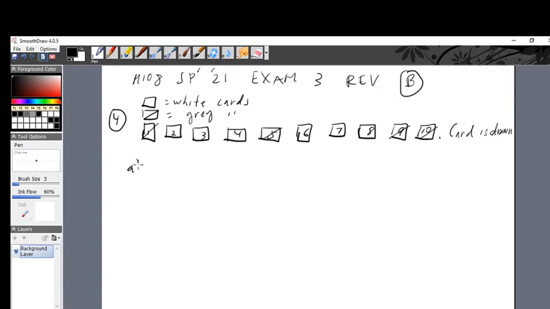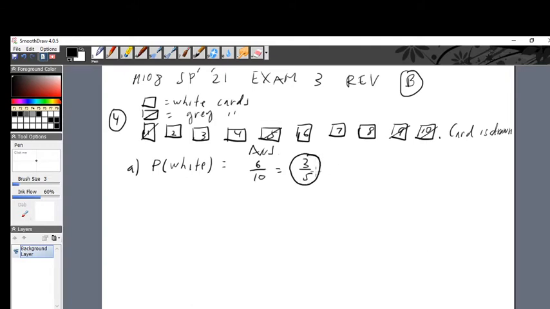4A, question. What's the probability that that card will be white? Answer. Let's see how many are white. 1, 2, 3, 4, 5, 6 out of 10. So the probability is 6 out of 10. And then whenever you can reduce, you must reduce. And here's the answer: 3 out of 5.